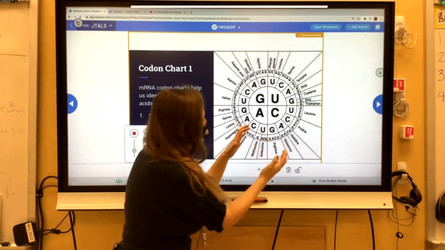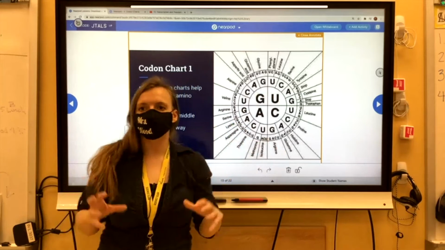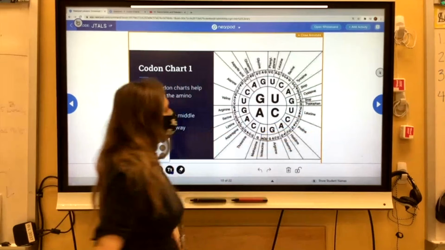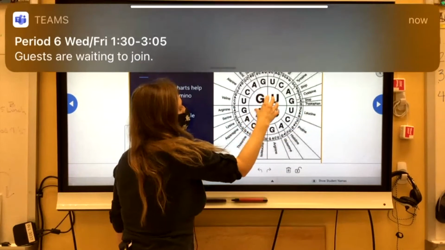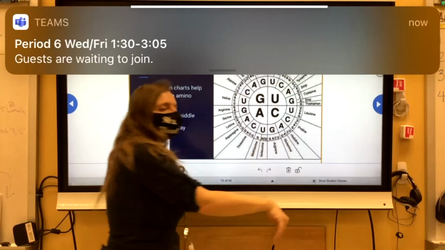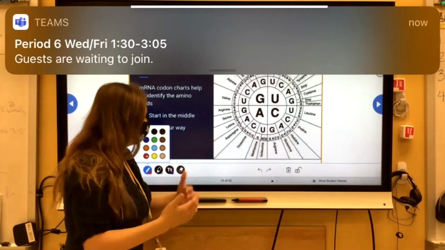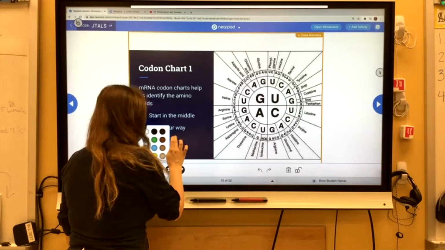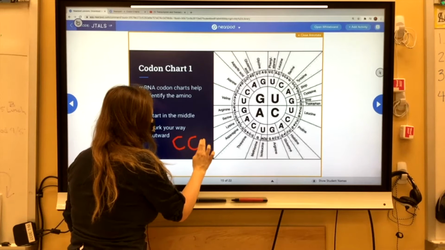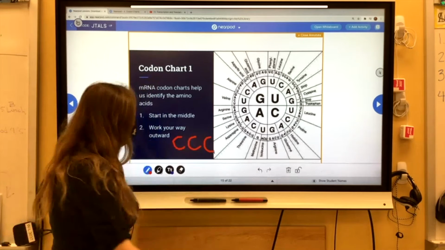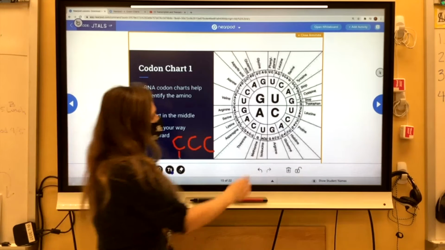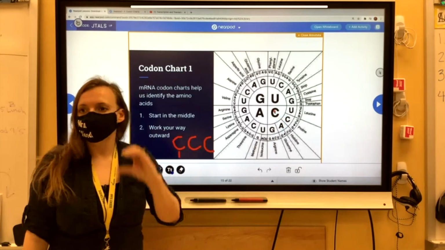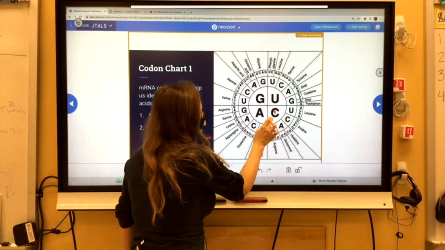it looks like a bullseye or a circle. And how it works is you actually start in the middle and you work your way out. All right? So it's like a bullseye. You start in the middle, but you're going to find a path out of the center. So for example, I'll give you guys a quick example. Let's say my codon is C, make it easy, CCC, all right? So I'm going to find my first C in the center, all right? My first letter in the triplet, I'm going to look for it in the middle, all right?